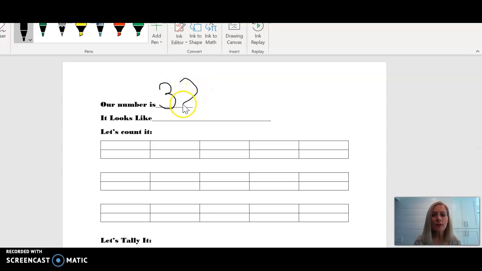32. Three groups of 10 and two ones. Now let's sound it out and write the word. That's right, a TH together says th.